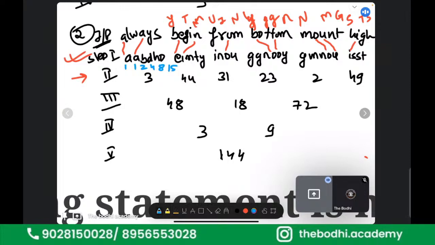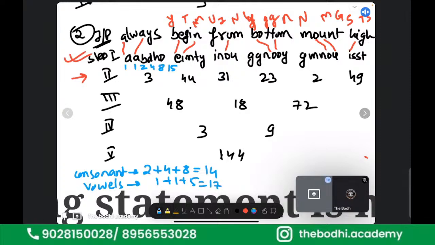We will add the consonants and then we will add the vowels. If we add the consonants, it will come as 2 plus 4 plus 8. It will come to 8 plus 4, 12, 12 plus 2, 14. Now, if we add the vowels, it will come to 1 plus 1 plus 15, which is equal to 17. On one side we have 14 and on the other side we have 17, and we need to get 3. Obviously, the difference between the consonants and vowels is 3. So, let us check whether it is applicable for the next one also.